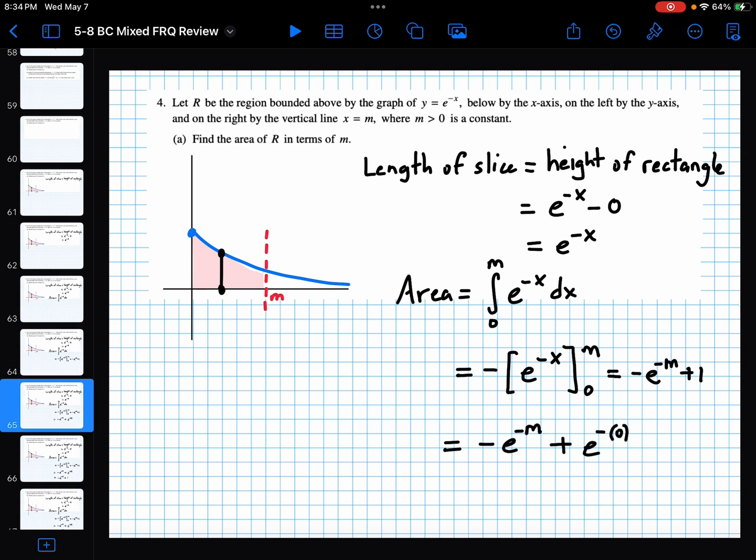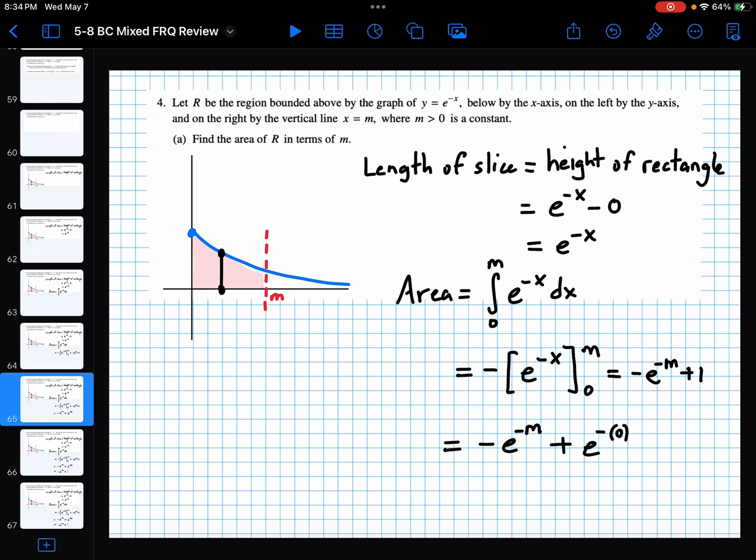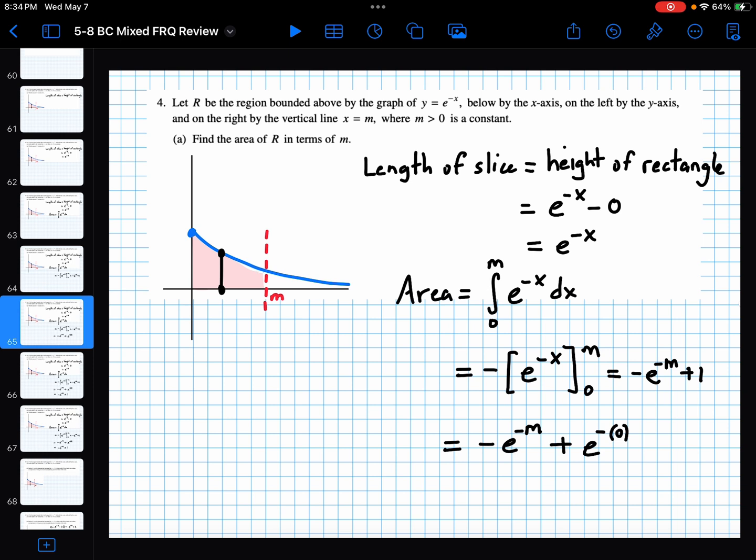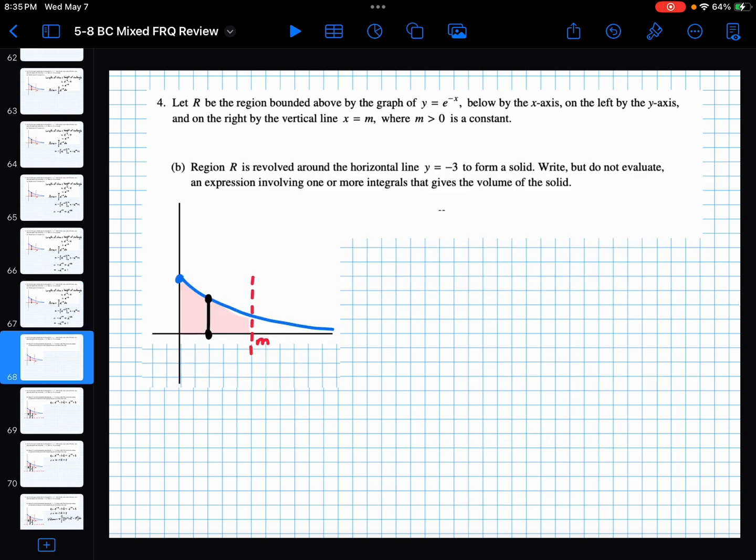All right. Now again, I'm just showing you here, if I evaluate the antiderivative at the upper limit minus the antiderivative at the lower limit, I do wind up with that. All right? That's the idea. Okay. All right. Well, that's our area. Let's go on to part B.